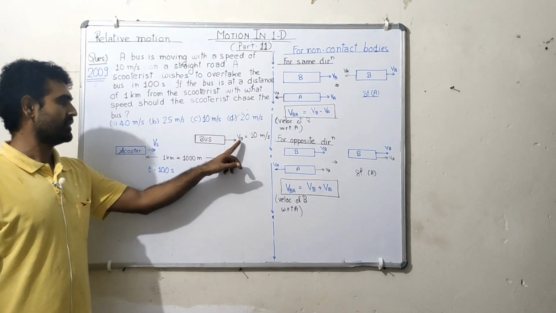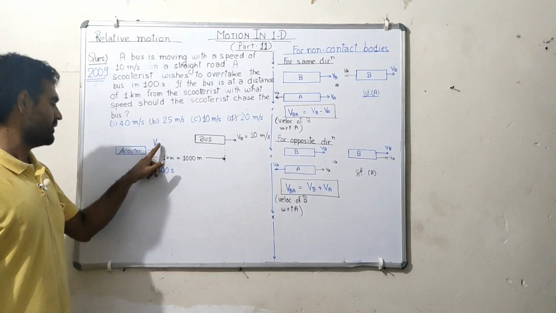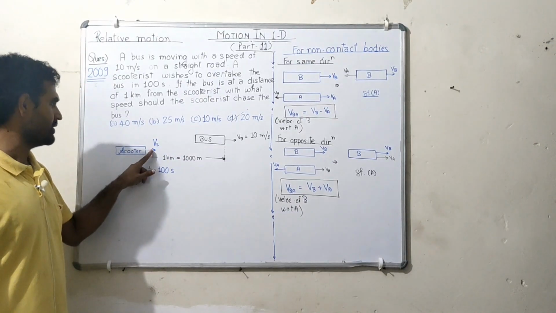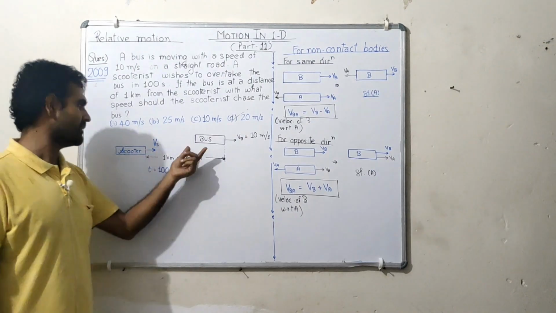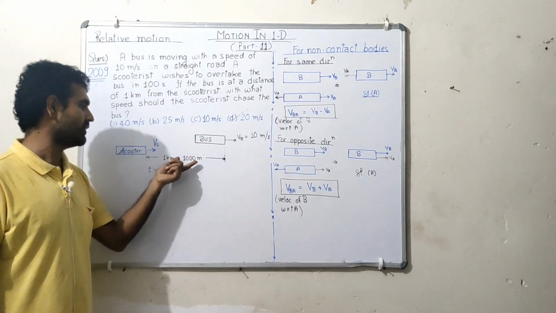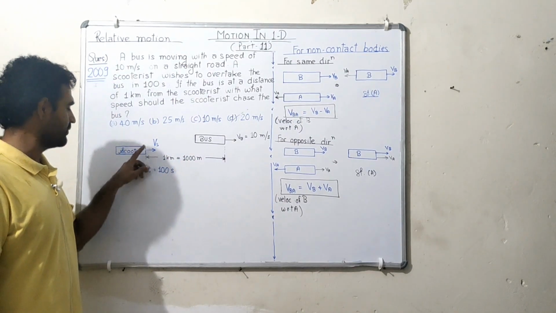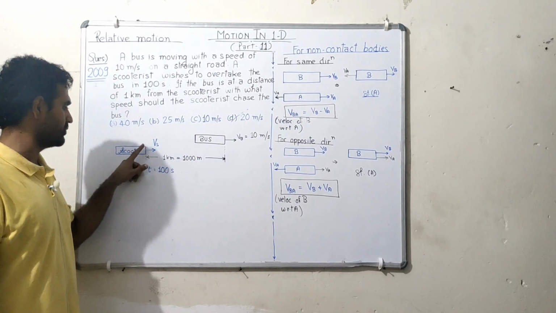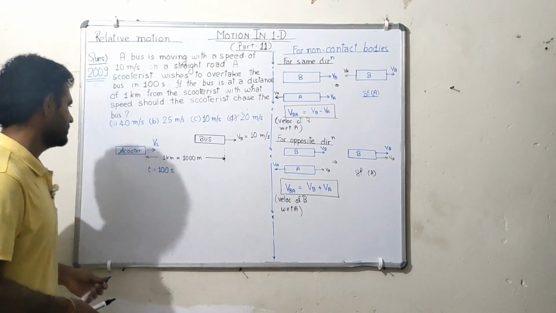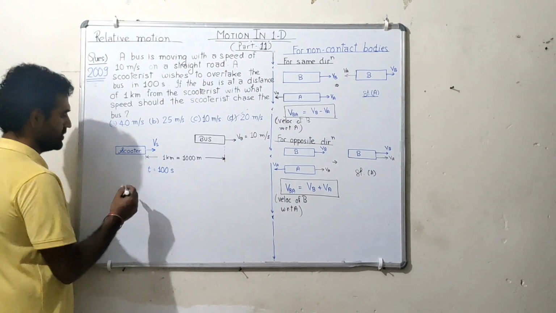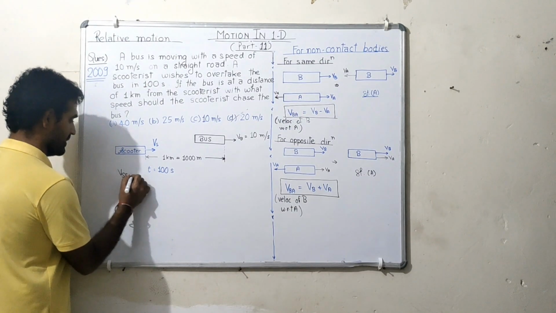Now the bus is moving with a velocity of 10 meters per second as given in the question, and we don't know the velocity of the scooter, so let us assume it to be vs. The distance between the scooter and the bus is given as 1 kilometer, so that will be 1000 meters. Right. Now the question is what velocity should the scooterist move with to cover the distance of 1 kilometer in time 100 seconds. So since we have to find it for the scooterist, we will find the velocity of the scooterist with respect to the bus. Right.